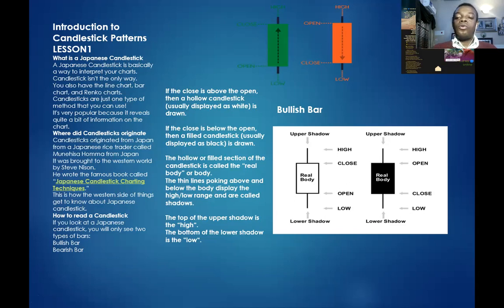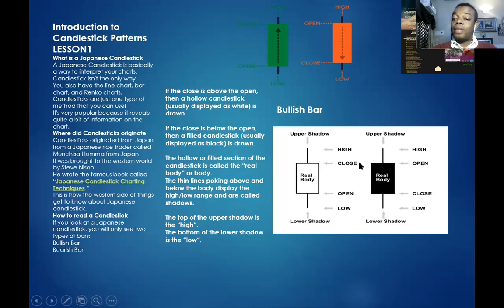Now, if you look very well, you see a healthy looking buying and selling candle. We call this a bullish candle and this a bearish candle. Now, let's go through the write-up. If the closing is above the opening, then it's a hollow candlestick, usually displayed as white. If the close is below the opening, then it's a filled candle, usually displayed as black.